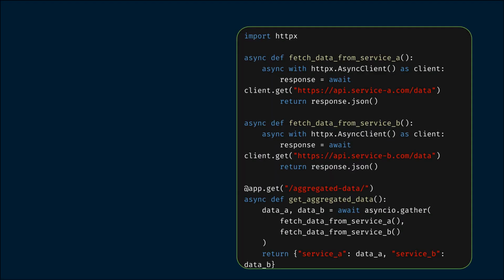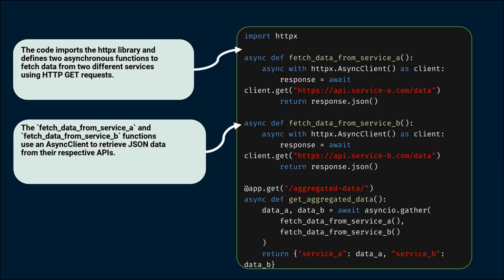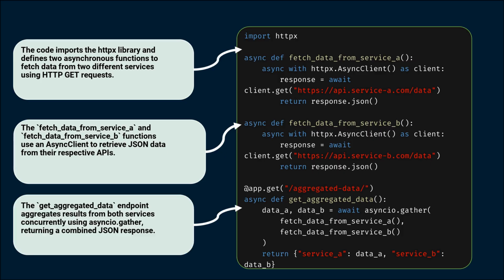As we dive deeper, you'll see just how powerful this can be for optimizing performance in your applications. Now, let's take a look at how to asynchronously fetch data from multiple external services and aggregate that data into a single API response. We begin by defining two asynchronous functions, fetch data from service A and fetch data from service B. These functions utilize the HTTPX library to perform non-blocking HTTP GET requests to their respective service endpoints. By using async with httpx.AsyncClient, we ensure that our requests are handled efficiently, allowing other tasks to run concurrently while we wait for the responses.